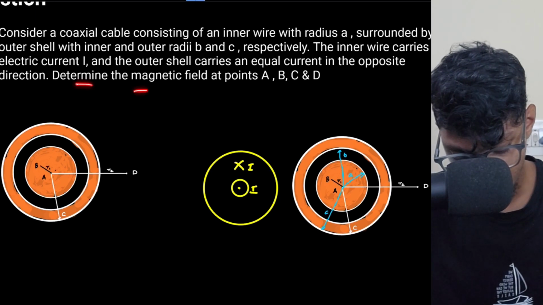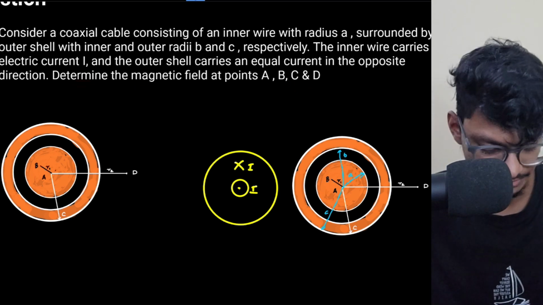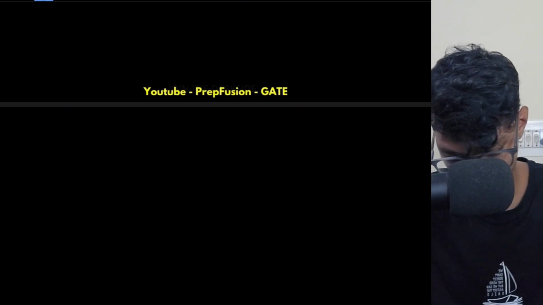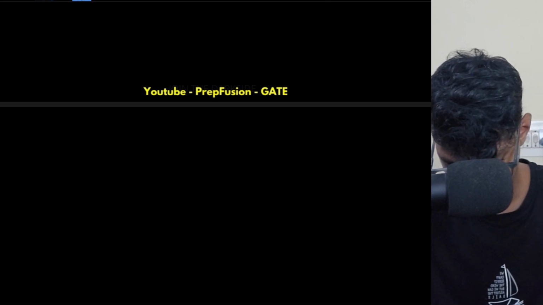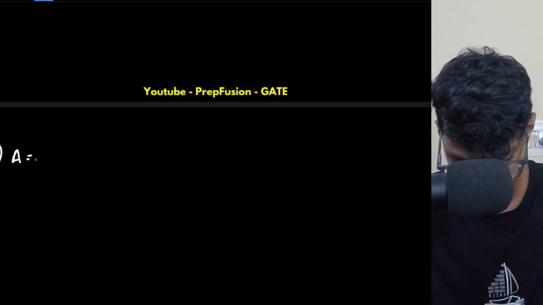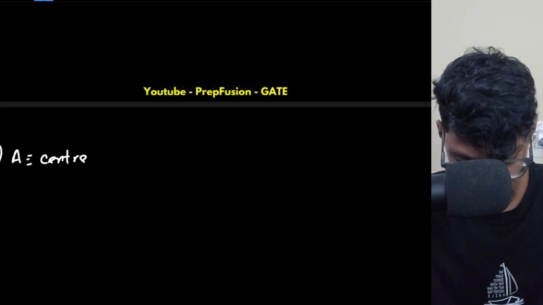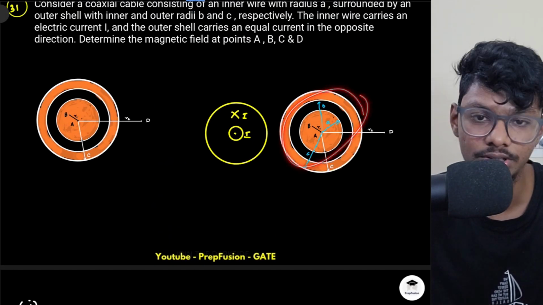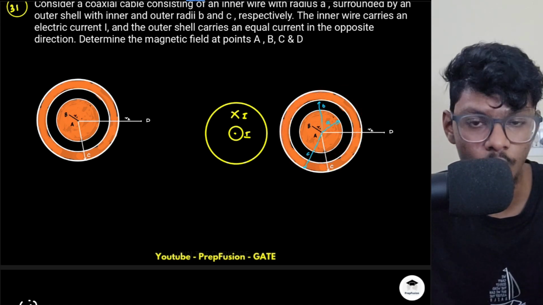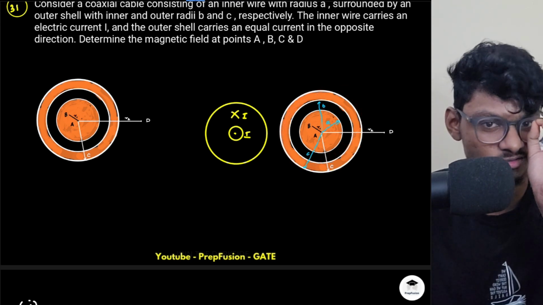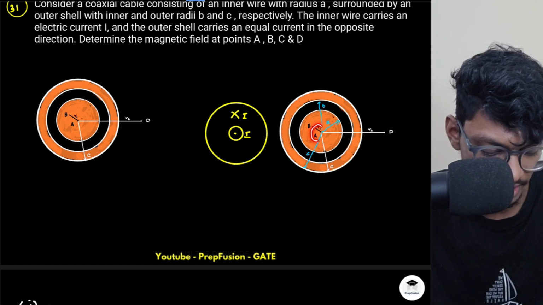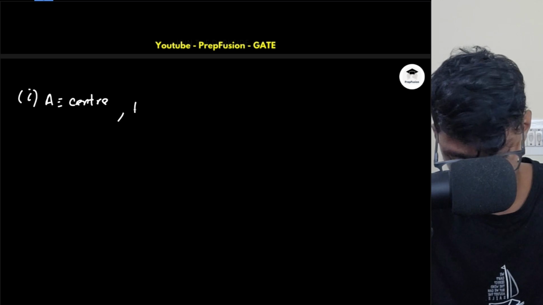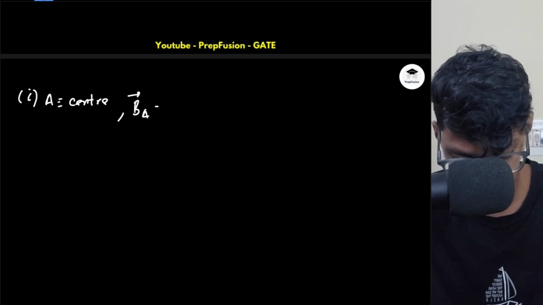Now determine the magnetic field at points A, B, C, D. So what is the magnetic field at point A? A is at the center. Will there be any magnetic field at the center? There will not be any magnetic field because no current passes through, right? Center means zero radius, just a point here, and no magnetic field is crossing through this point. So obviously at the center, the magnetic field at A will simply be 0.